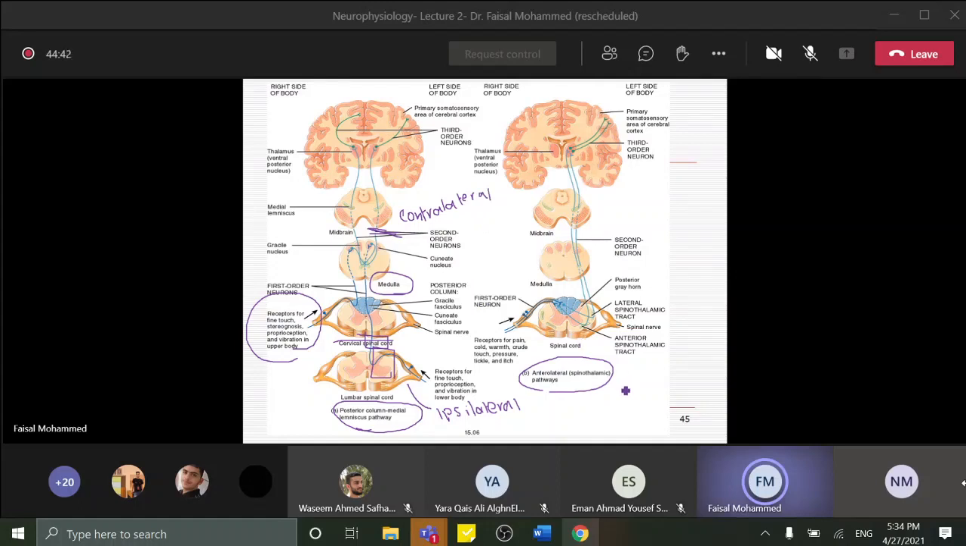Here is different. If the loss is here, the loss is contralateral, even from the spinal cord, because the crossing is in the spinal cord. And if the crossing is in the medulla, it is contralateral too. Okay? Ipsilateral is only in the receptors, in the neuron.